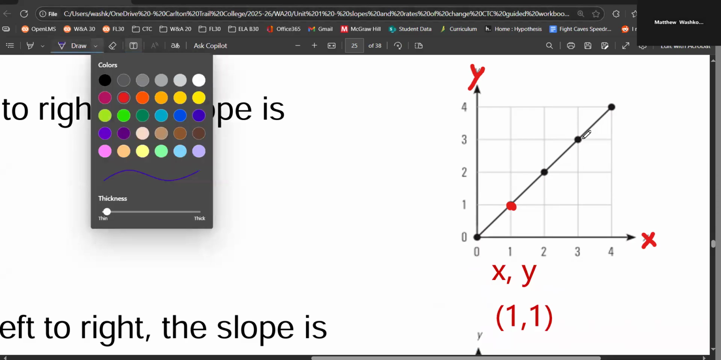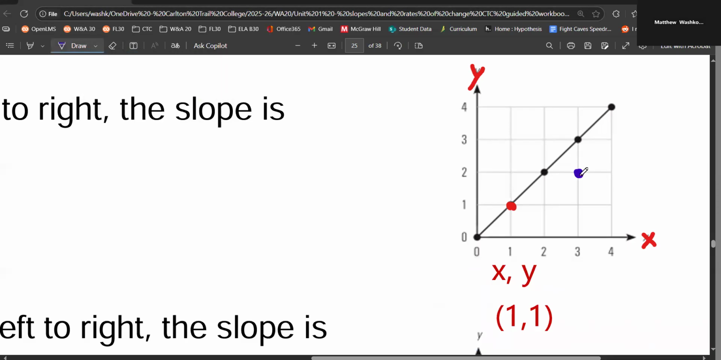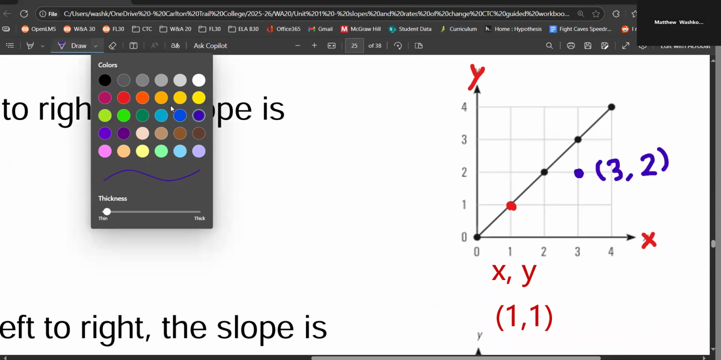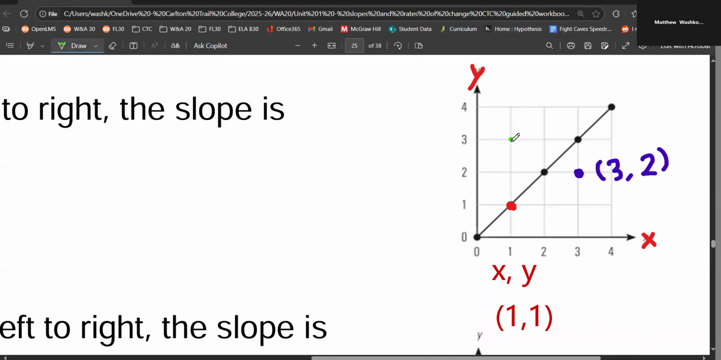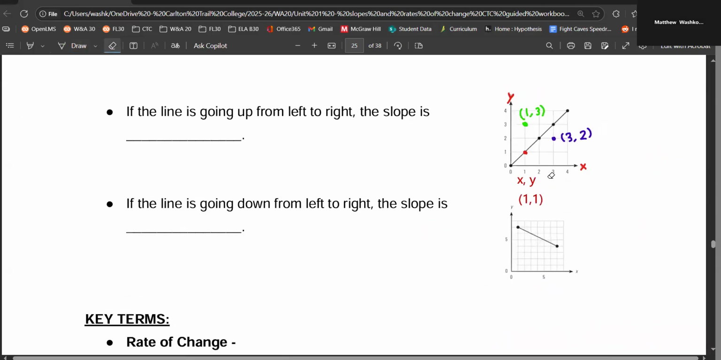Now, if I go blue, and let's say I pick this point here, I can see it is 1, 2, 3. It has an x of 3 and a y, it goes up 2. If I give you this green point here, tell me what that is. Think about it for a second. What's the x? 1. What's the y? 3. And so on and so forth. So that's how that works here.